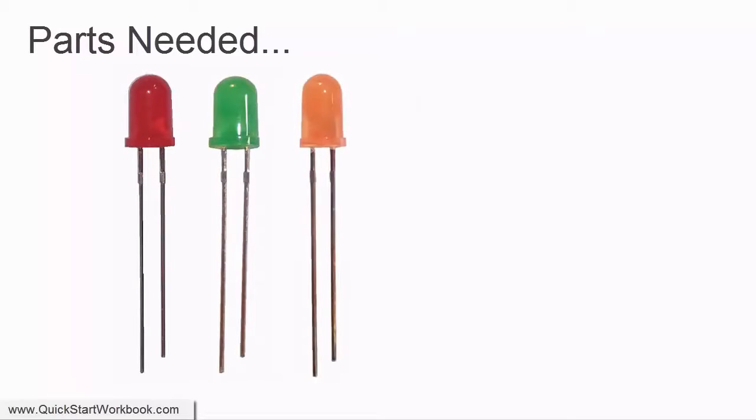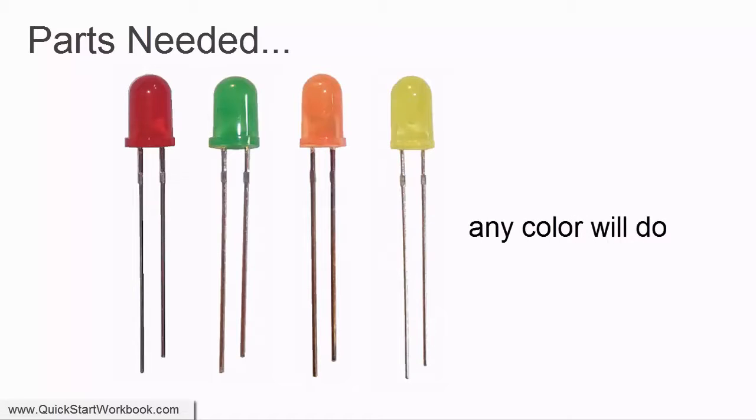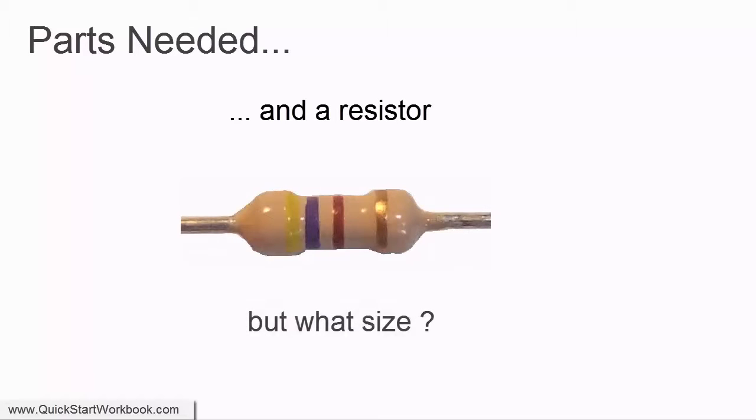Popular colours are red, green, orange, yellow. You can choose whichever colour you want. There are plenty of other colours available as well as the ones I've shown here. And finally, we need a resistor which will be used to protect the LED. But what size should it be?